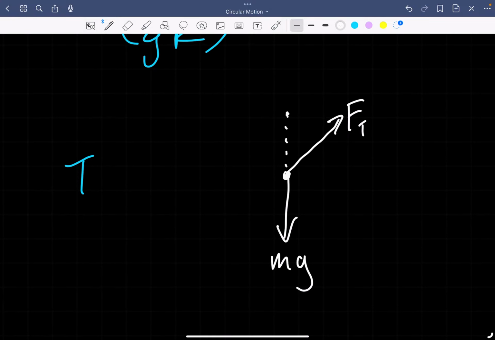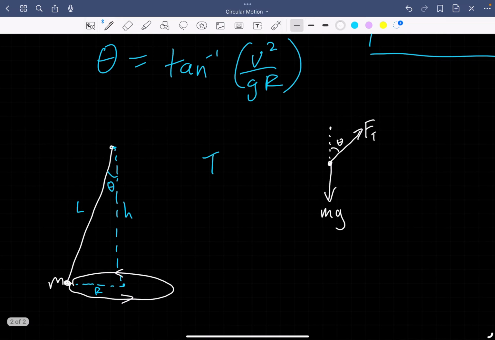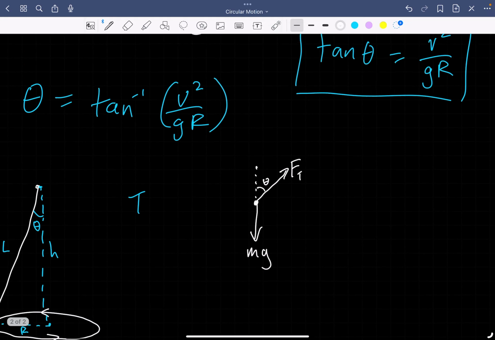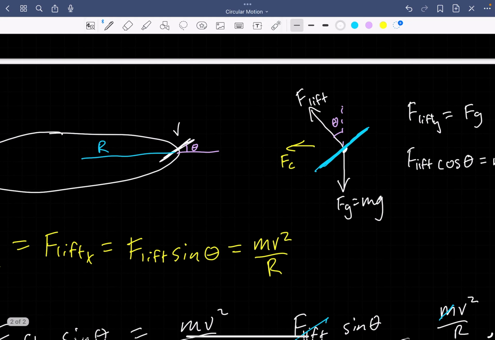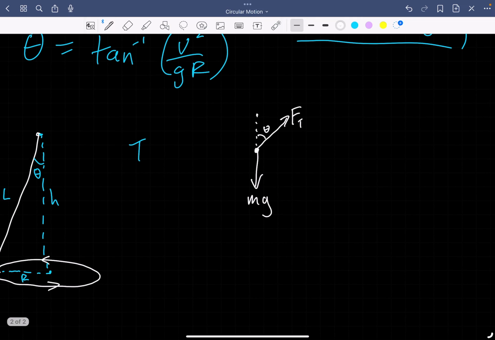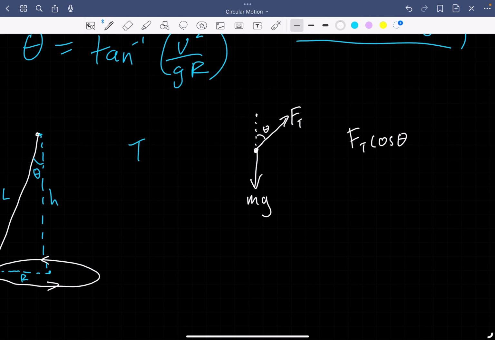And then we know that this is going to be at an angle theta off vertical because if we draw that line here, we'll see that these are just alternate interior angles. So this has to be angle theta. Now this looks a lot like what we just did above with the plane. So we can write that since the elevation of the mass isn't changing, we have Ft cosine theta, which is the vertical component, is equal to mg.